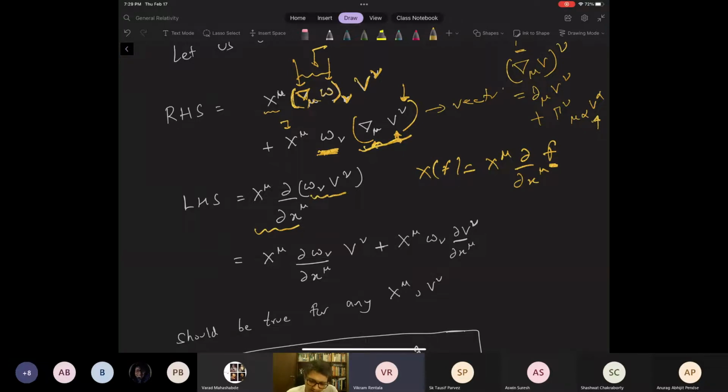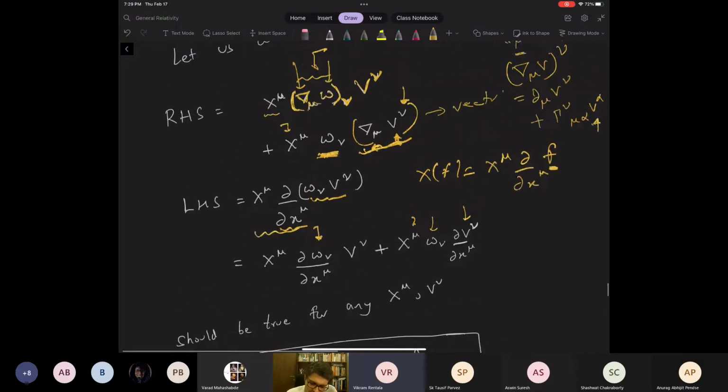So now what we do is we start differentiating. We just differentiate by parts. This is just regular differentiation. This is not vector differentiation. So we just do ∂ω_ν/∂x^μ times V^ν, and then we have x^μ. Now I pull out the ω_ν, and now this derivative over x^μ acts on the V^ν. So this is the left hand side.